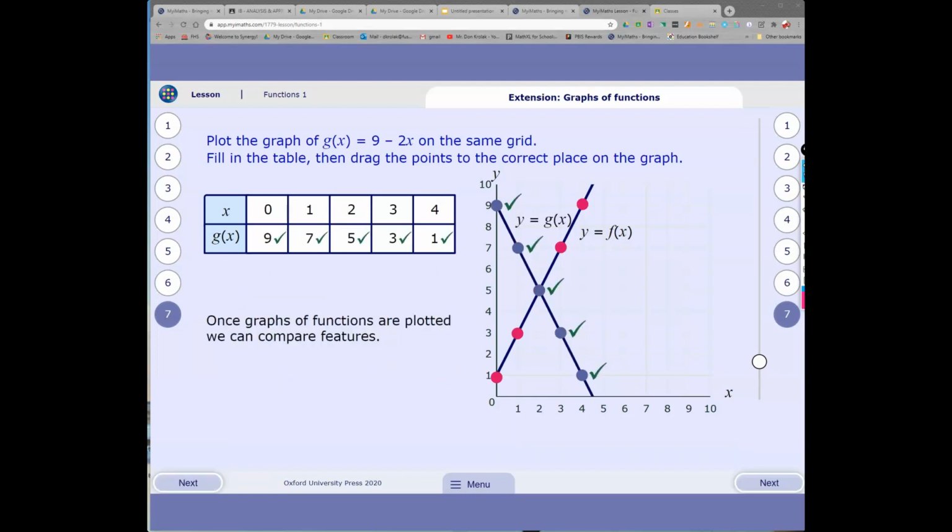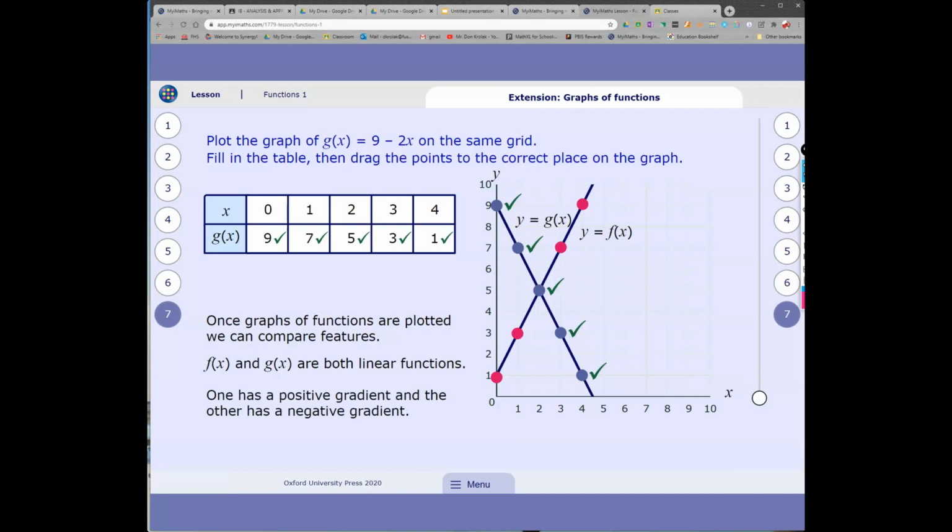All right, once the graphs are plotted, then we can compare features. Okay, they're both linear functions because they're lines. One has a positive gradient. So remember, our positive slope is uphill. So f of x has a positive slope from left to right. g of x is downhill, so we say that that has a negative slope or negative gradient.